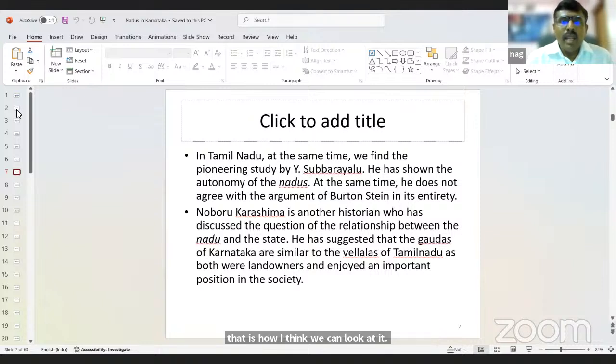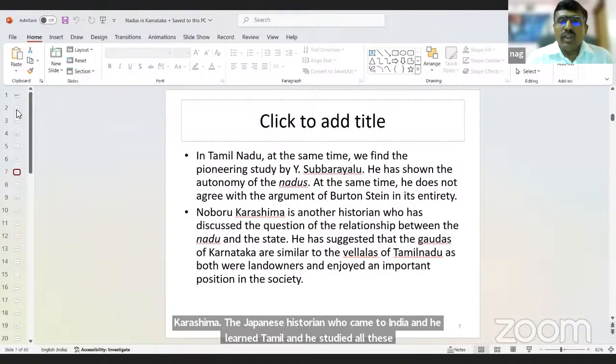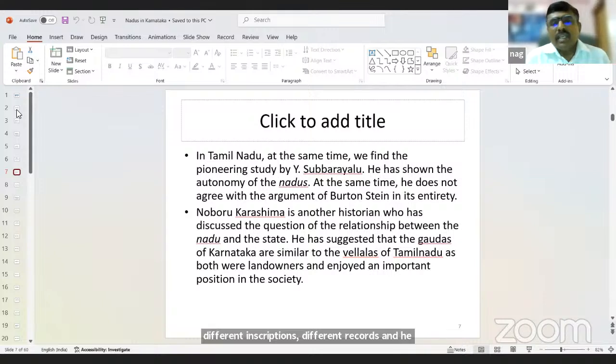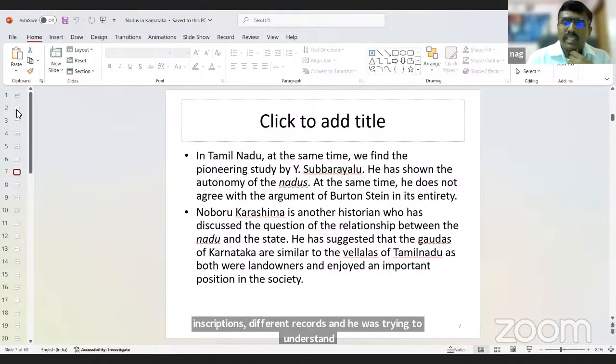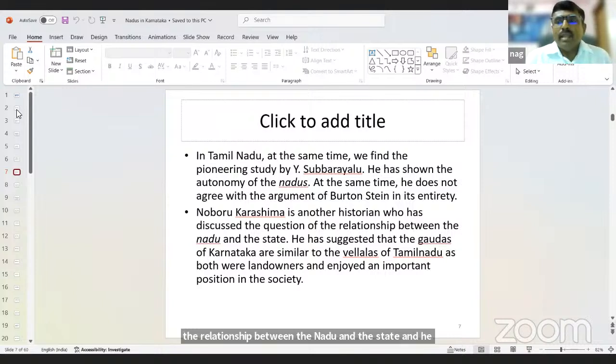Now, another important scholar, as I mentioned, is Noboru Karashima, the Japanese historian who came to India, learned Tamil, and studied all these different inscriptions and records. He was trying to understand the relationship between the Nadu and the state, and he suggested that the Gaudas of Karnataka are similar to the Vellalas of Tamil Nadu.